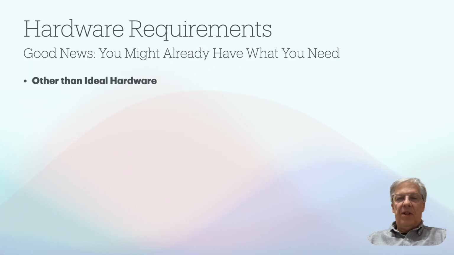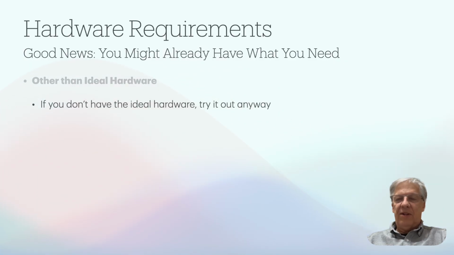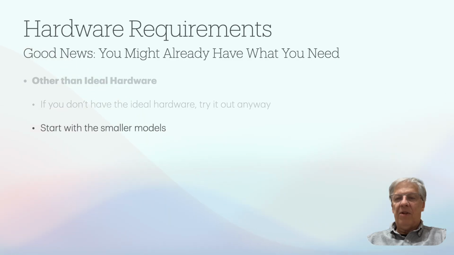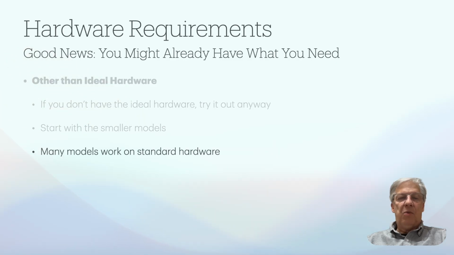So, other than ideal hardware, if you don't have the ideal hardware, like I said, try it out anyway. Start with the smaller models. Many models work with standard hardware. Ollama's not really picky, all right? So if you download Ollama and start to run it, it'll tell you if it doesn't find a GPU and that it has to use the CPU only. If you have to use the CPU only, I hope you have a lot of time on your hands. It's going to take a long, long time for a CPU to do it. The GPUs really, really try to go through and use a lot.